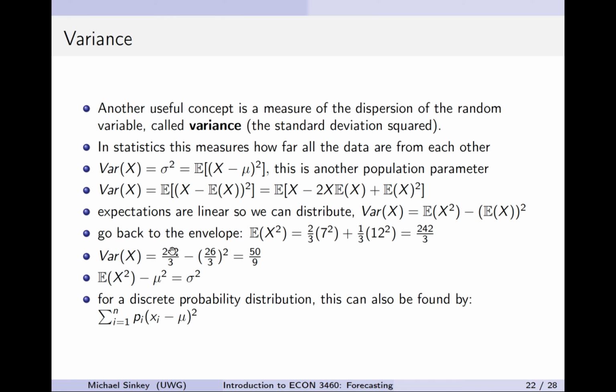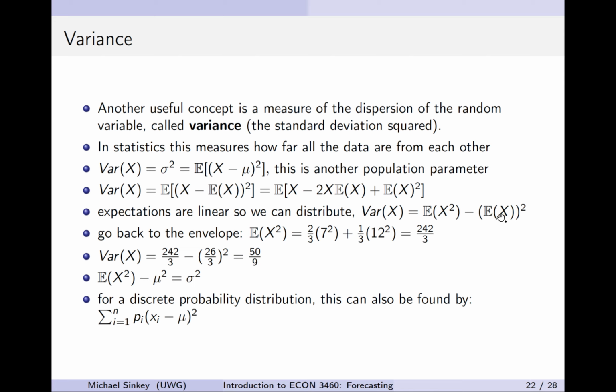So let's go back to the envelope. The expected value of x squared is 2/3 of the time I get 7, which is now squared, plus 1/3 of the time I get 12, which is also squared. So I have 49 times 2/3, that's 98 over 3, plus 12 squared, which is 144 divided by 3, which is 144 over 3. So I have 144 plus 98, that's 242 over 3, which is 80.67.